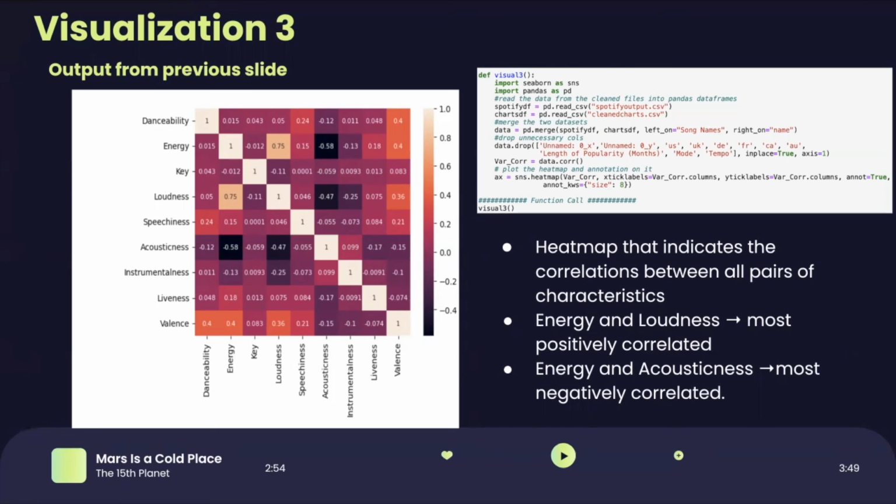Both of these observations make sense because energy could come from the song's loudness, whereas acoustic songs often have relatively low amounts of energy and as a result would score lower on that front.